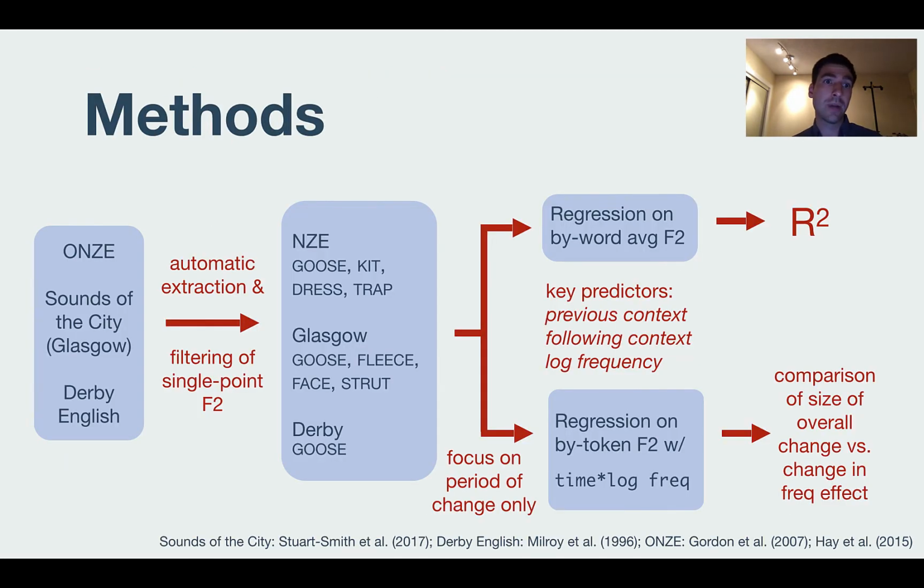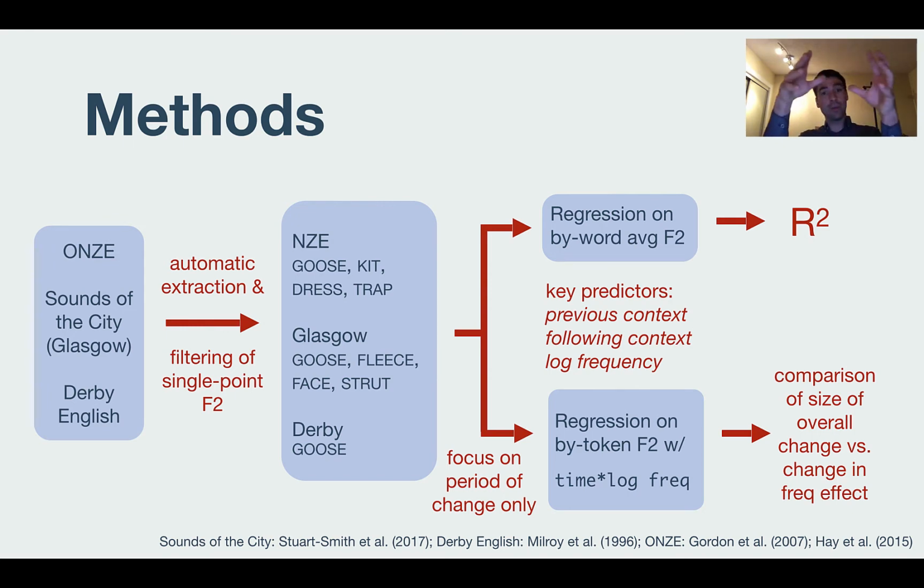So let's now turn to our current project. I looked at 3 different data sets: the Origins of New Zealand English corpus, the Sounds of the City corpus, which are samples of Glasgow English, and a corpus of Derby English. I automatically extracted and filtered single point F2 measurements for a number of different vowels from each of these corpora, and then ended up keeping only a subset of those vowels because not all of the vowels actually showed changes in the time period that I was looking at. So in the dataset that I ended up with, we have goose, kit, dress and trap from New Zealand English, goose, fleece, face and strut from Glasgow English, and then goose from Derby English.